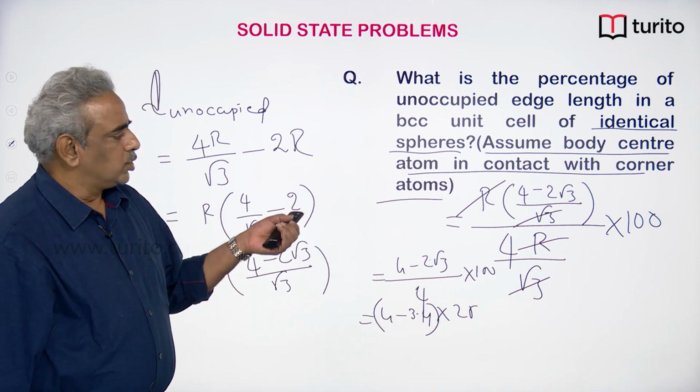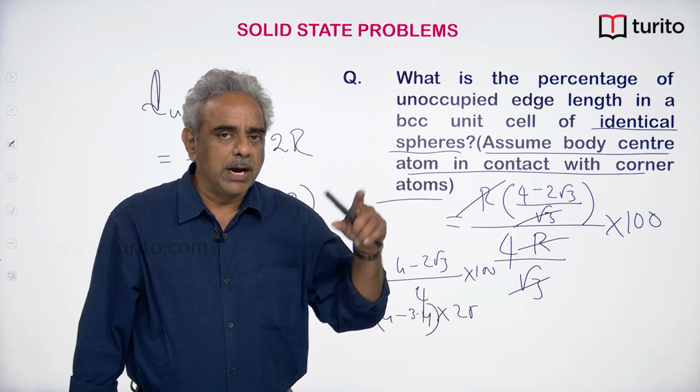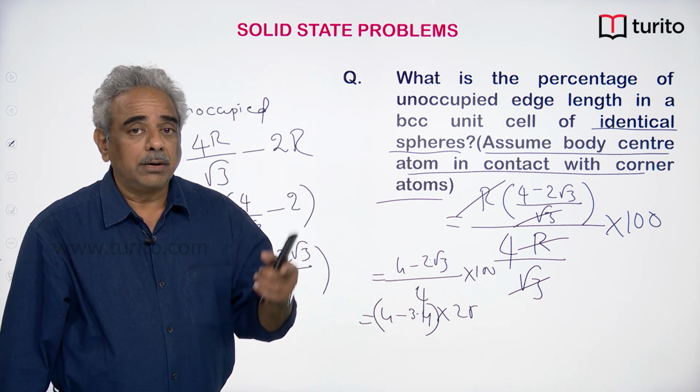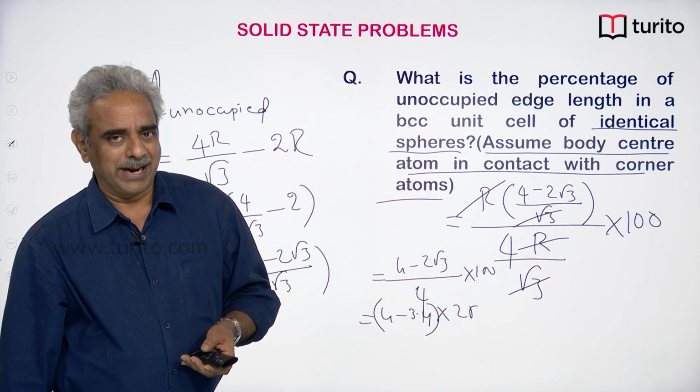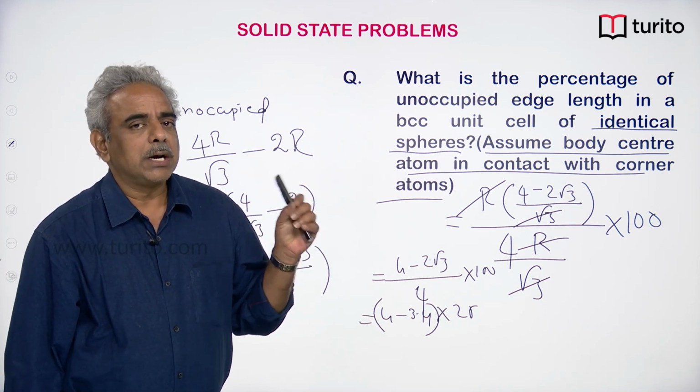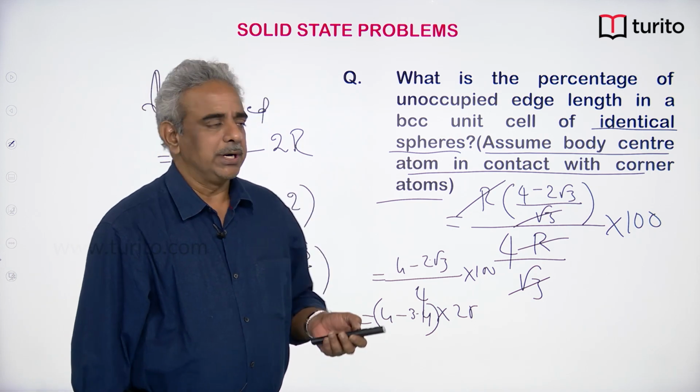So, here you should get the relation between A and R, and you should get R with the help of the body diagonal contact. So, such smart questions will be asked in solid state chemistry.